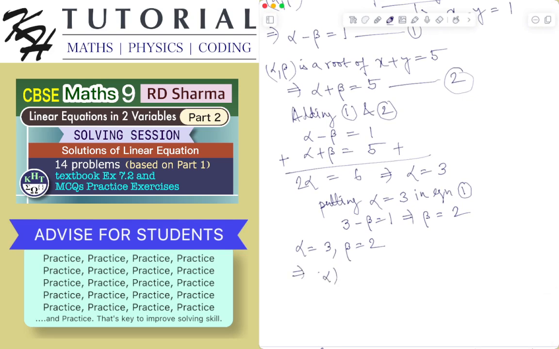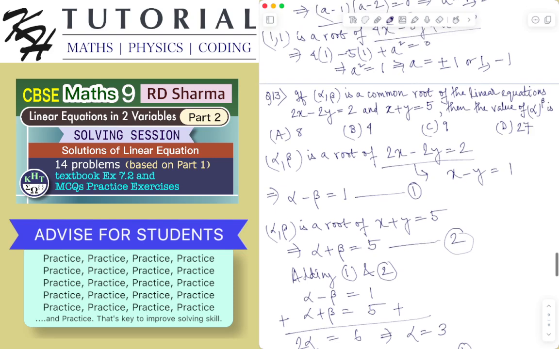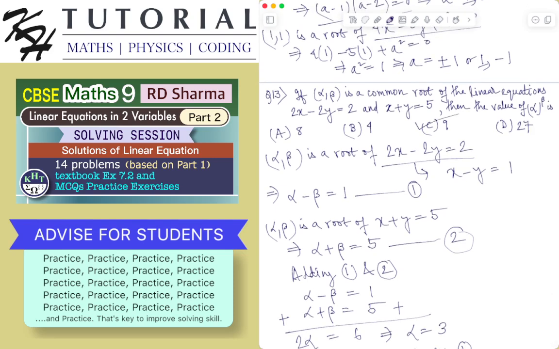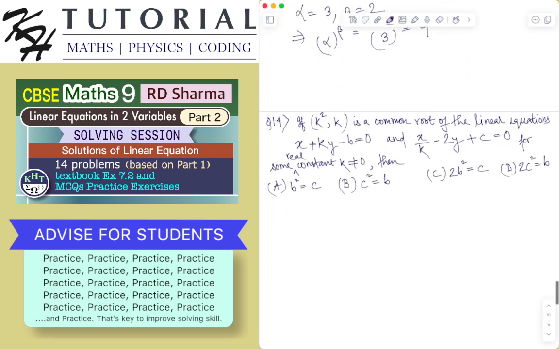So alpha to the power beta is 3 square, which is 9. So the value of alpha to the power beta is 9, and the correct choice is C. Let's see the next problem, the last problem.